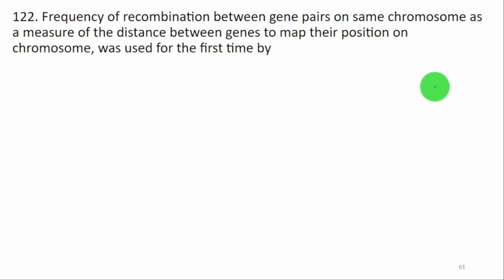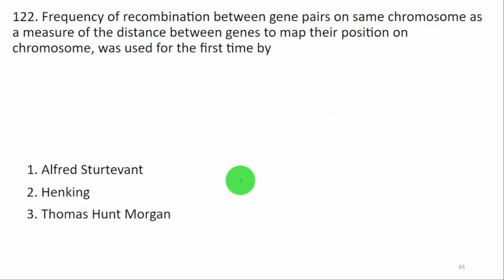Now, this is a straightforward question. The questions on scientists and their contribution are something which you have to learn by heart and remember. Make a list of it. The answer for this question is Alfred Sturtevant. He was the student of Morgan. This is the answer.